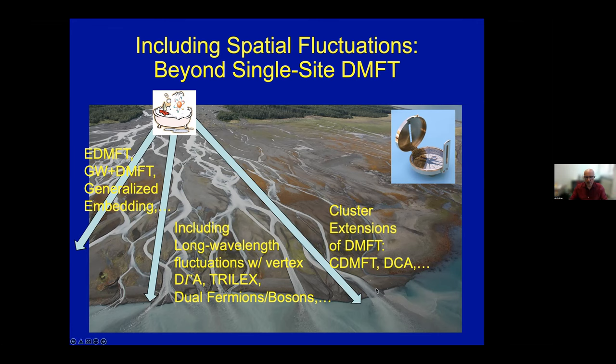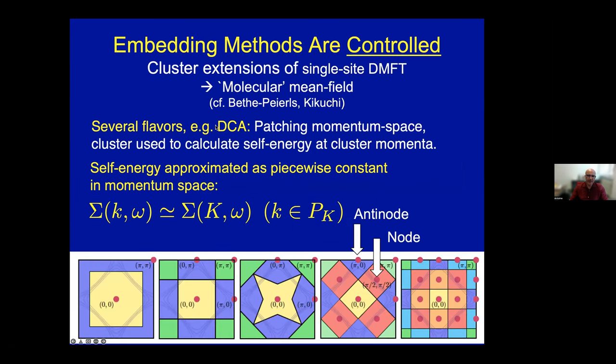These extensions go under the name of cluster extensions of DMFT, in various flavors, but also include long wavelength fluctuations with vertex extensions, things like DΓA or TRILEX or dual fermions and bosons. And these embedding methods more generally are controlled, at least the cluster extensions can be systematically improved by including longer and longer range components of the self-energy. So it's a systematic procedure that can be carried on and sometimes, not always, but sometimes converges to the exact solution of the problem. This has been achieved in some regimes of the 2D Hubbard model, for example.